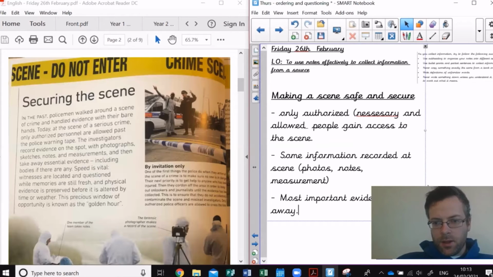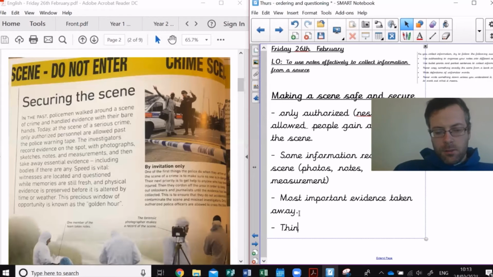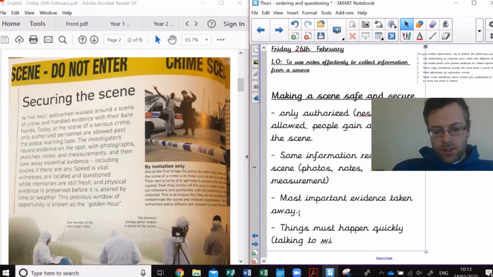Move me out of the way a little bit because I'm getting in the way. My screen is busy. And then it says speed is vital. Witnesses are located and questioned while memories are still fresh, and physical evidence is preserved before it is altered by time or weather. So things must happen quickly. And I'll put in brackets, talking to witnesses, collecting evidence.